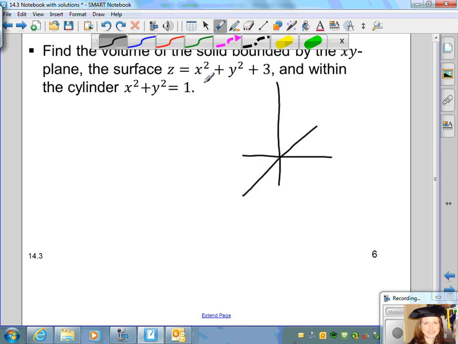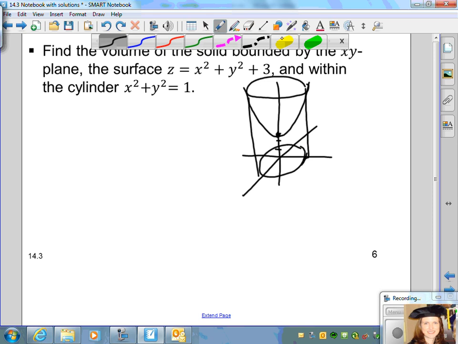The surface z equals x squared plus y squared plus 3 is an elliptic paraboloid. The vertex is at 3 on the z-axis, and it is a parabola that opens up. And then the cylinder x squared plus y squared equals 1 can be drawn as a circle in the xy plane, and then that vertical cylinder here is found.